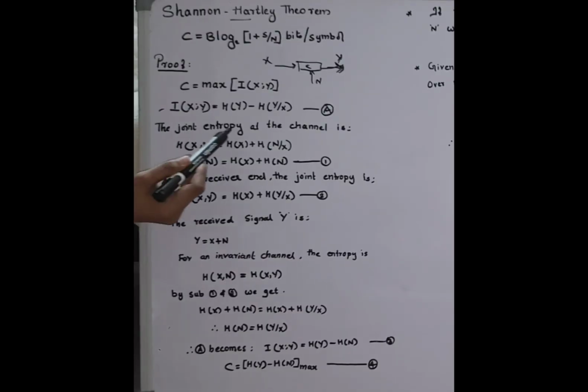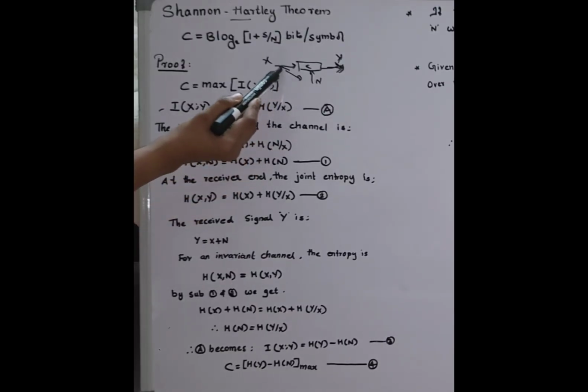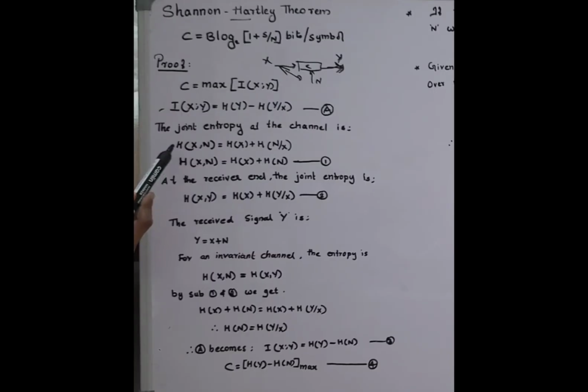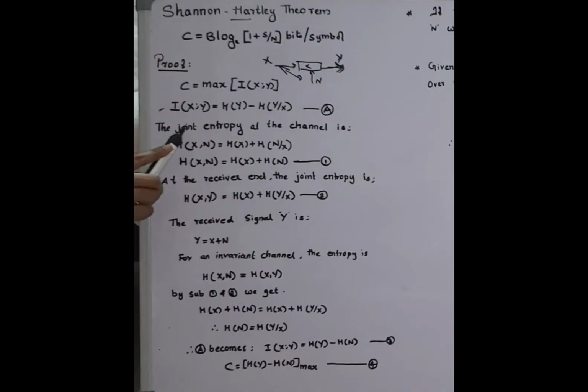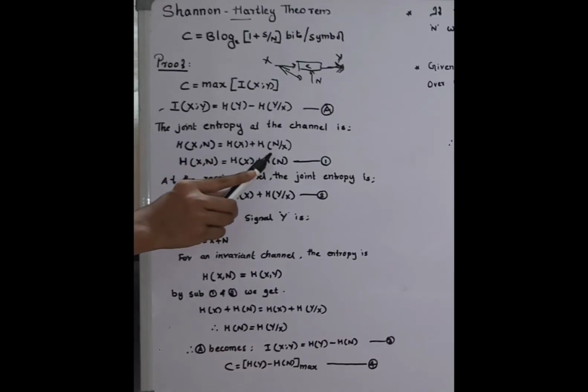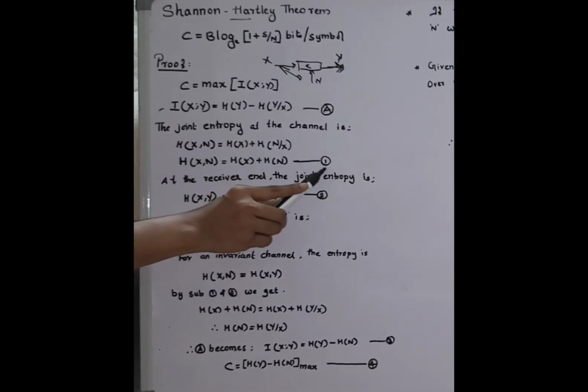Now, the joint entropy at the channel. At the channel, the joint entropy means the input x and the noise n. So the joint entropy at the channel is h of x comma n, which is equal to h of x plus h of n by x, because the joint entropy at the channel considers the input and the noise. We can rewrite it as h of x comma n is equal to h of x plus h of n by x, and since it's simply noise, we can write h of n by x as h of n. So, this is equation 1.